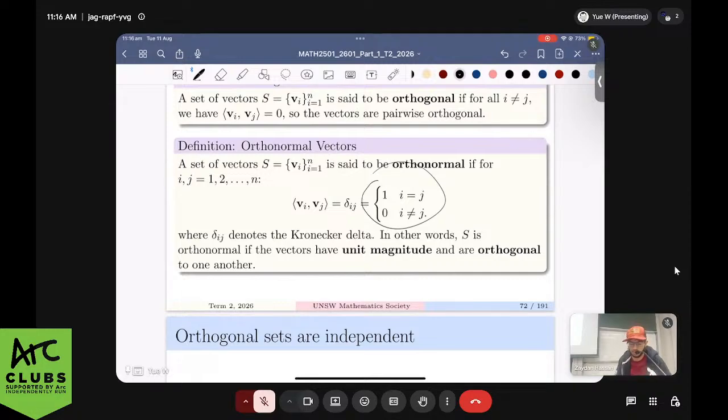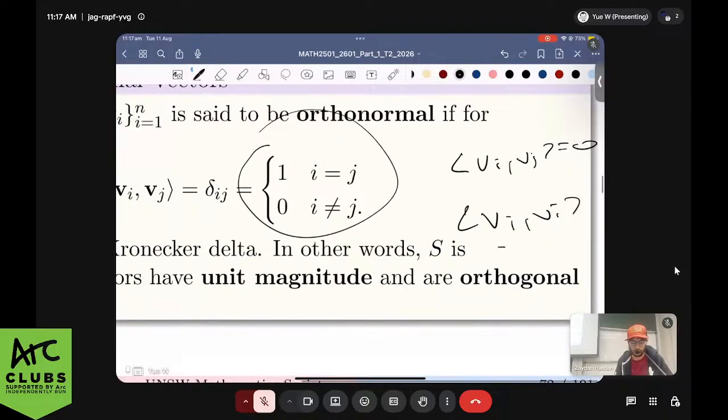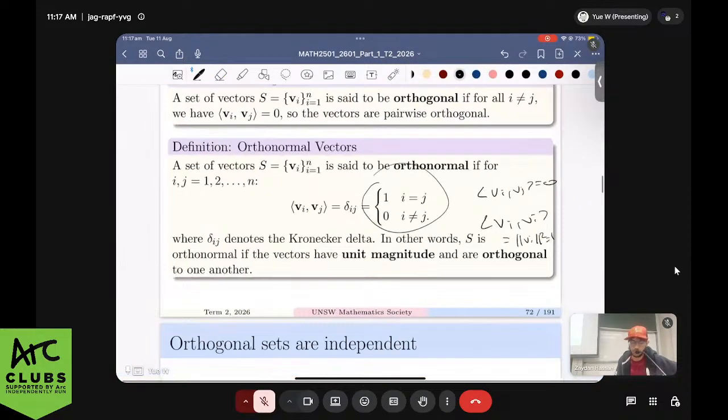So how does this work? Well, the set is orthogonal, so what that means is for any distinct ones, the inner product of vi and vj should be 0. Distinct meaning i not equal to j. That's what happens here. And if i equals j, you get 1, which is the unit length. So you can think of it as the norm of vi squared. This should be 1. So that's where Kronecker's delta comes into play. Unit magnitude and orthogonal, so you need to prove both of those.